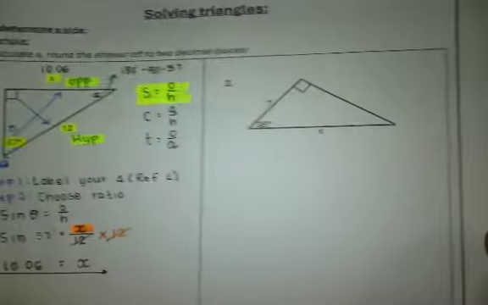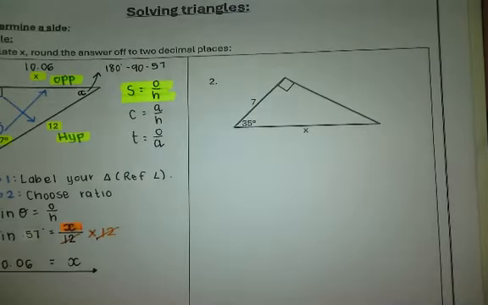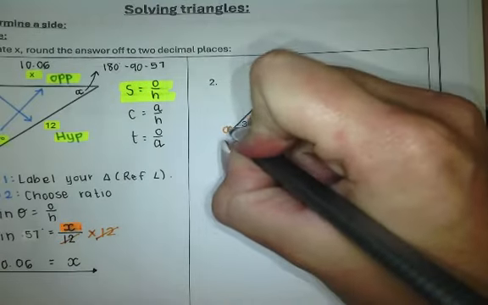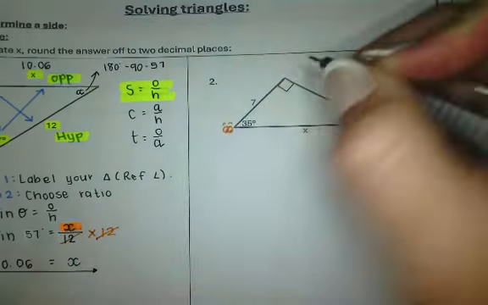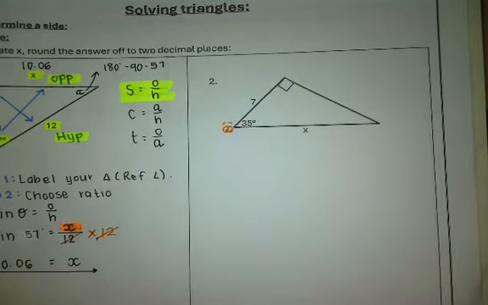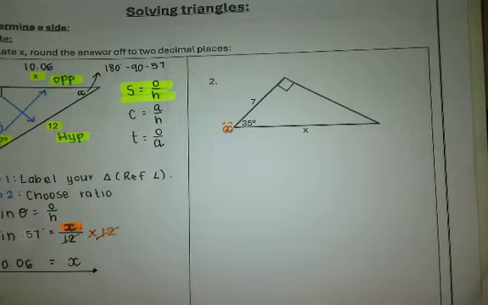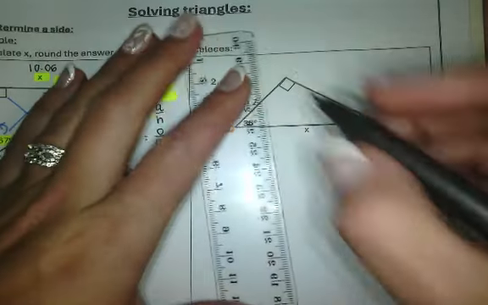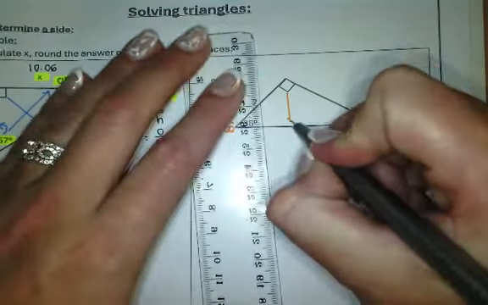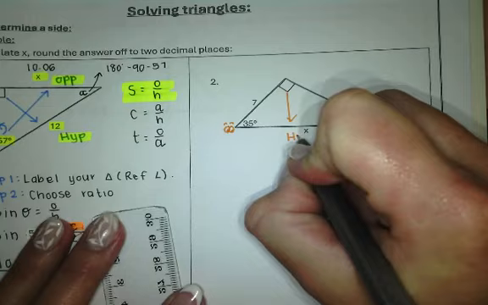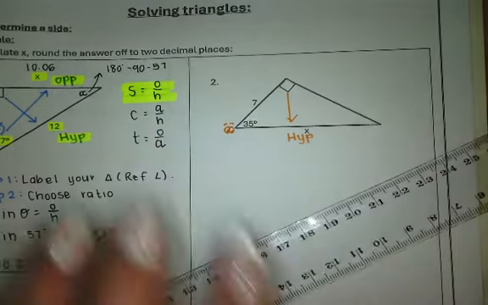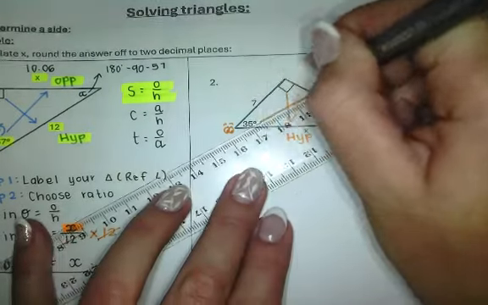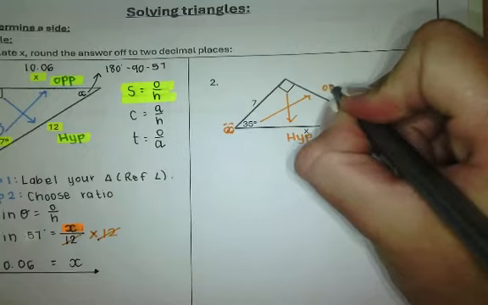Right, let's move to the next one. First things first, you're going to draw your set of axes and your reference angle, which is 35 degrees. We're going to label our triangle according to our reference angle. First things first is always label your hypotenuse, because we don't want to confuse the hypotenuse and the opposite side. Opposite your 90 degrees is your hypotenuse. Opposite your 35 degrees is your opposite side.